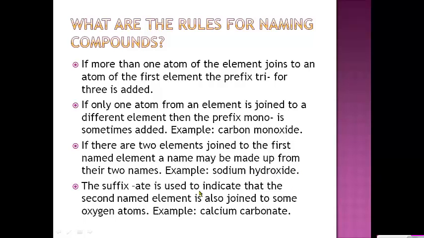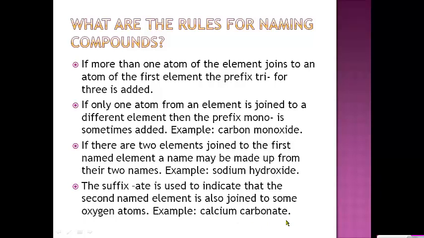Last rule, and then we can pack it up for the night and you can go play Xbox or something. The suffix ate on the end of a word stands for oxygen. Okay? So if you have ate on the end of something, it means there's oxygen atoms with it. So for instance, calcium carbonate is made out of calcium and carbon and oxygen. The ate stands for oxygen. In fact, the symbol for this would be CaCO3. Okay, so calcium, Ca, plus carbon, C, plus O3 is oxygen, calcium carbonate.